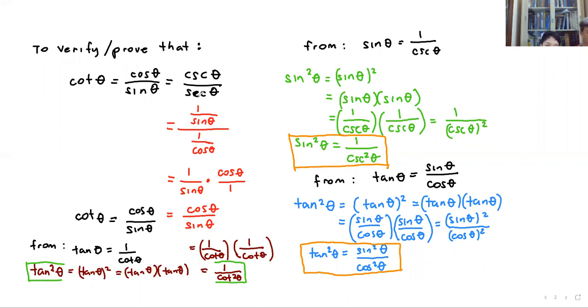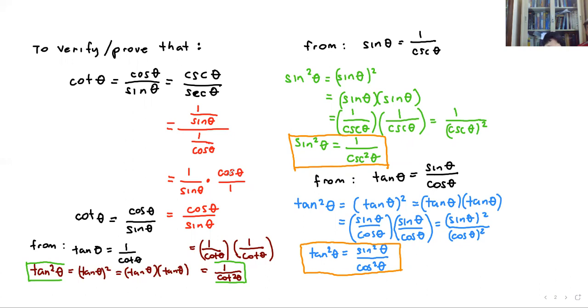I will substitute the equivalent identities. Cosecant theta is 1 over sine theta, and secant theta is 1 over cosine theta. So it will become 1 over sine theta times cosine theta over 1, which would be equal to cosine theta over sine theta.